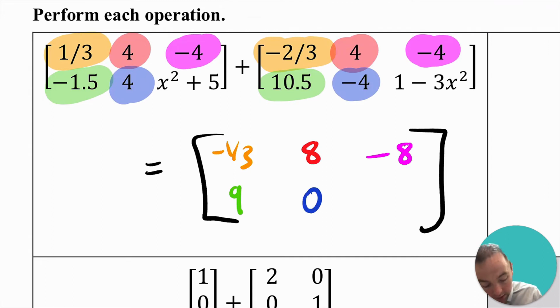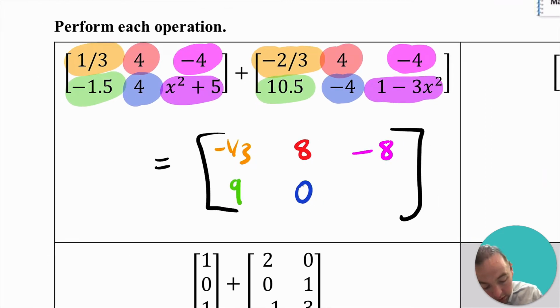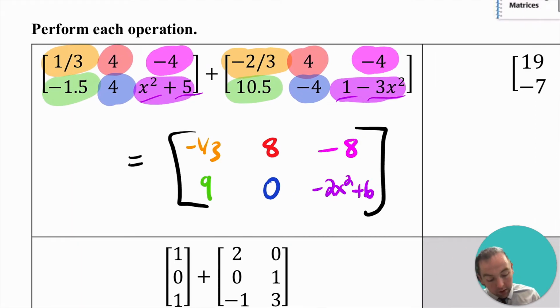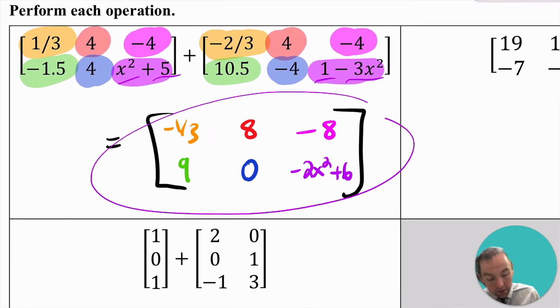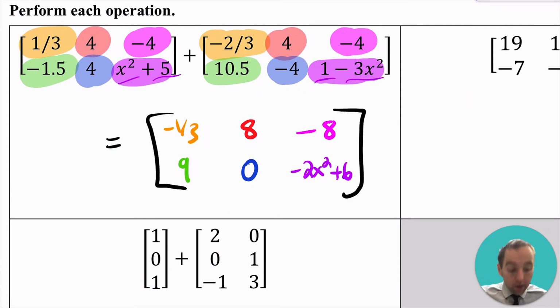And then finally at the very end, we've got x squared plus 5 plus 1 minus 3x squared. So it's just combining like terms. If you did x squared plus negative 3x squared, you'd end up with negative 2x squared. And then if you did positive 5 plus 1, you get 6. And then you get that algebraic expression right there. So that matrix gives you the sum of those two particular matrices.